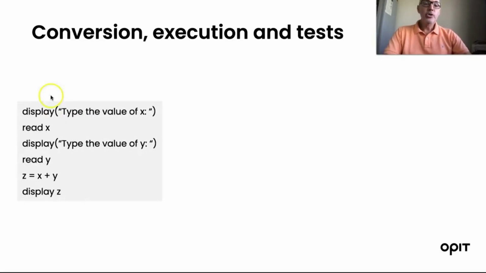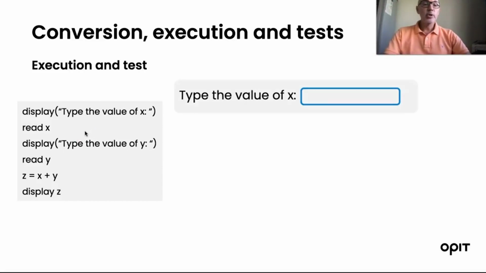Now, after the conversion come the execution and the testing. What does it mean? Now that it is input inside the computer in some programming language, the computer is able to execute it. So for instance, we execute and test to see if my algorithm, and therefore my program, is well written, there is no error, and I'm able to execute the program.